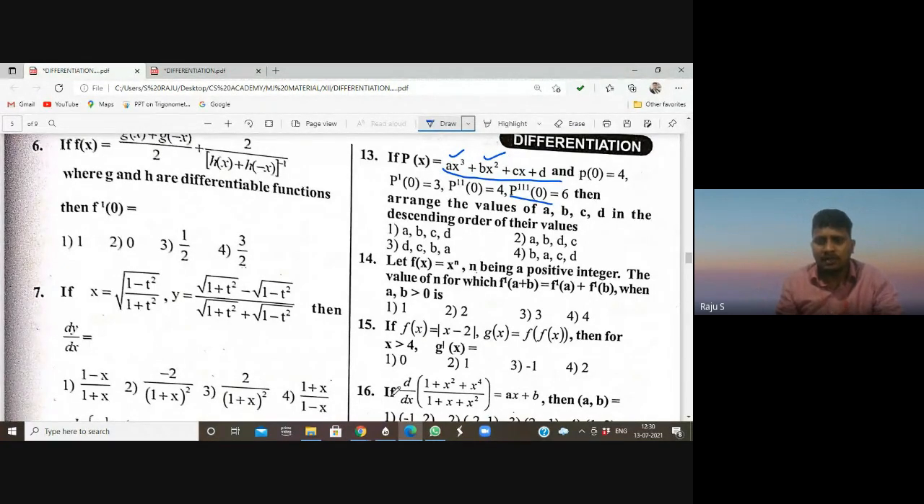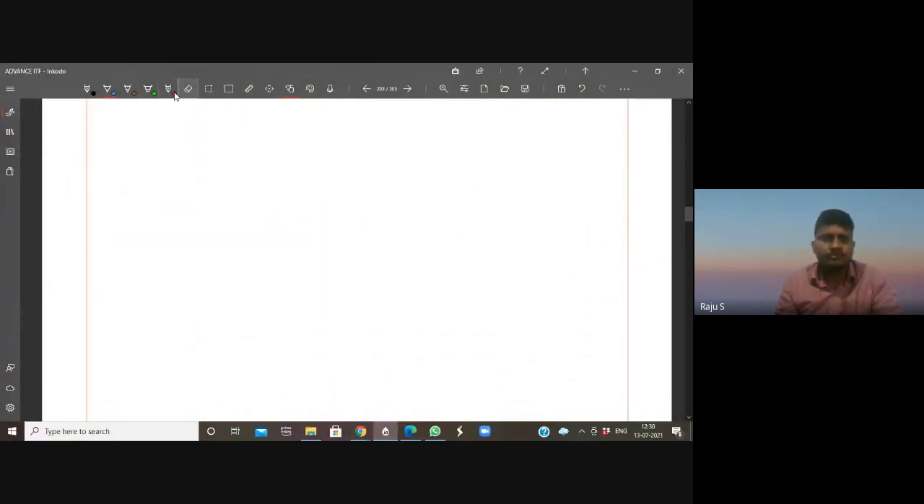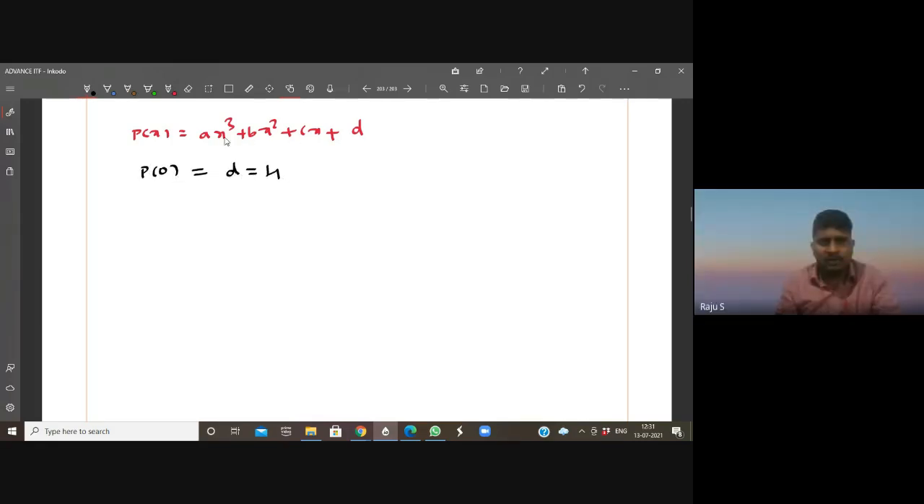Let's see here. Ax cube plus bx square. I will tell you the p of x value. P of x is ax cube plus bx square plus cx plus d. Right. What is p of 0? 4. That is, d is equal to 4. All other values are 0. D value is clearly 4.